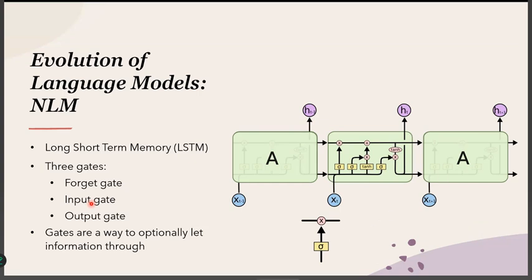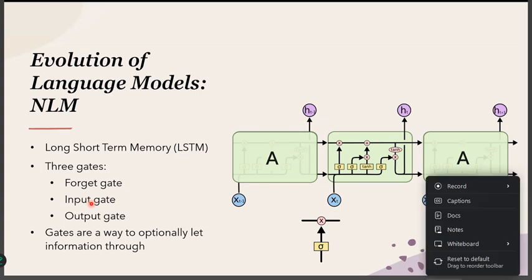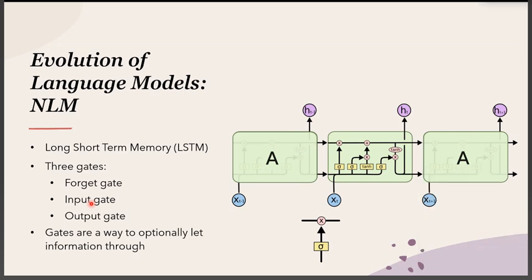Okay. So we are talking about gates. What does a gate fundamentally mean? A gate is a way to optimally let the information through. You can consider a normal gate at your university. You let only the people with valid ID cards or something similar get through, and other people are not allowed to do it.